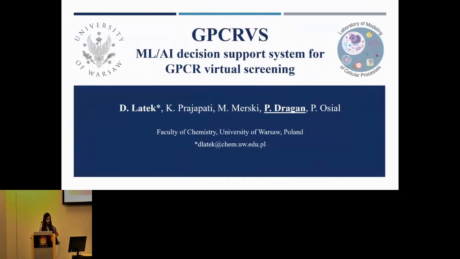So I'll be talking about GPCRVS, which is a web service that our lab has recently developed. And GPCRVS uses two machine learning algorithms in combination with structure-based virtual screening to assess compound activity against a number of G protein coupled receptors. However, before I get into the specific features of GPCRVS, I would like to give you a bit of background information on machine learning, artificial intelligence, drug discovery, and G protein coupled receptors.